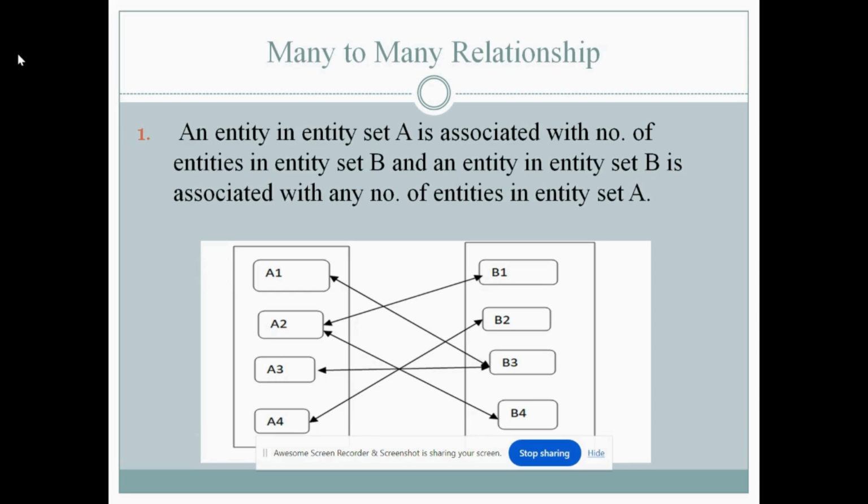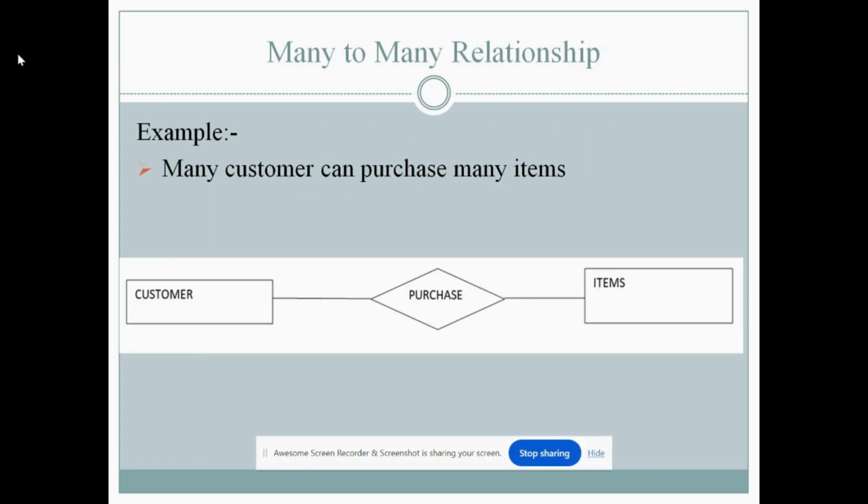Now coming to many-to-many relationship. An entity in entity set A is associated with any number of entities in entity set B, and an entity in entity set B is associated with any number of entities in entity set A. This is also represented in the diagram. So now coming to the example of many-to-many relationship: many customers can purchase many items. So you can see that on both sides it is represented by a line, a dash line. A customer can purchase many items.